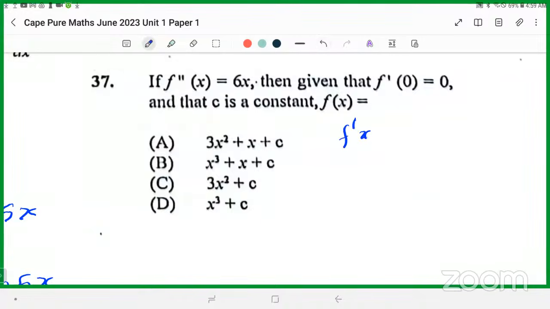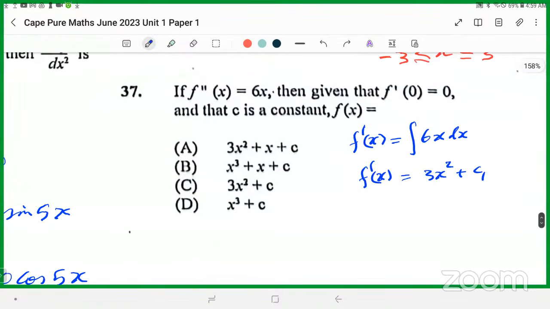F prime of x is going to be the integral of 6x dx, which becomes add 1 to the power and divide by the new power. You're going to get 3x squared plus some constant, the first constant. But I tell you here to get a constant, f prime of 0 is 0. So c equals 0.